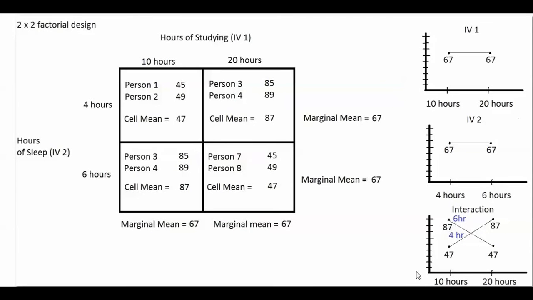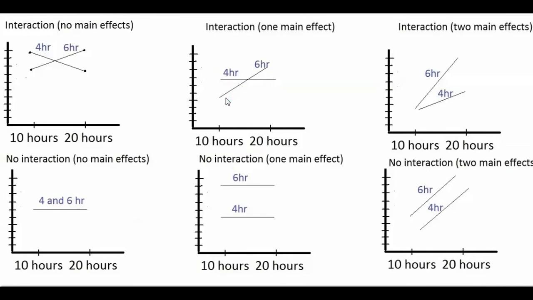Now I want to show you a summary of the different types of outcomes that can be found in a 2x2 factorial design. In the top row, we have 3 examples of an interaction. This one is an interaction with no main effects. This one is an interaction with 1 main effect. And this one is an interaction with 2 main effects. In the bottom row, we have 3 examples of no interaction. If the 2 lines are both flat, and they're both right on top of each other like they are here, there's no interaction and no main effects.